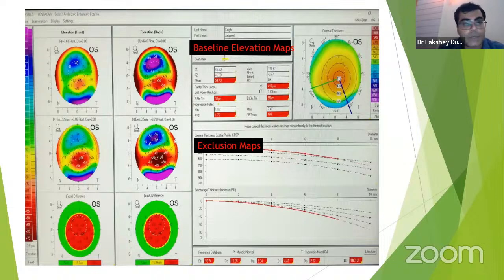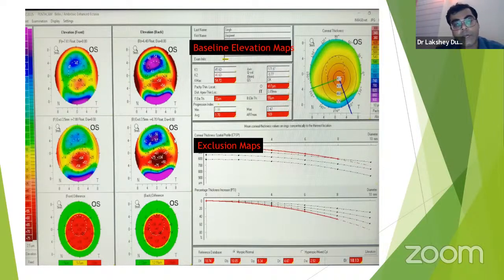So these are the BAD displays. The first row shows the baseline elevation maps, with the best fit sphere. The second row shows exclusion maps in which, instead of the best fit sphere, the machine uses an enhanced best fit sphere and excludes the central 3.5 mm. So the points of elevation become more pronounced. And the third row shows the difference between the two maps.